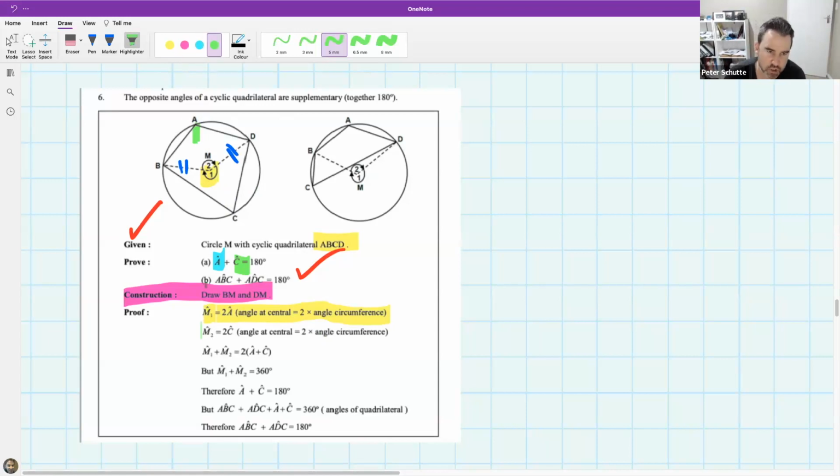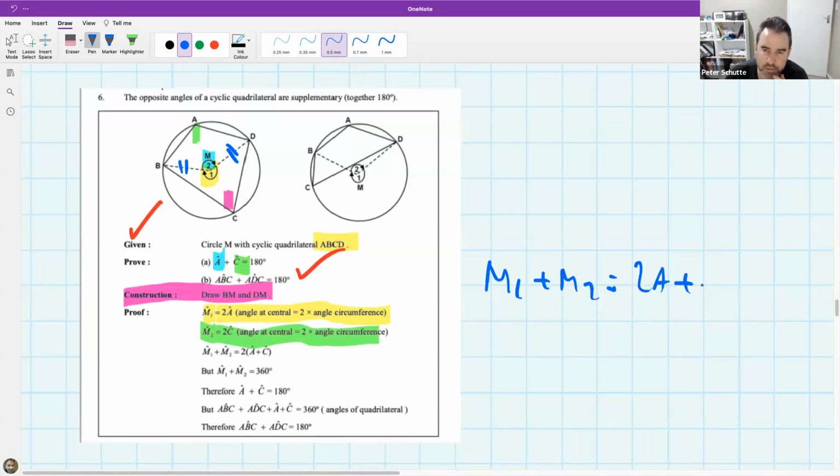Okay, other bit, M2. Where's M2? M2 would be here, and M2 is twice the size of angle C down here. So those two are connected. M2 is twice the size of angle C. All right. Now, do you notice that M1 plus M2 is equal to, let me write this down, M1 and M2 are just going to be equal to 2A plus 2C.